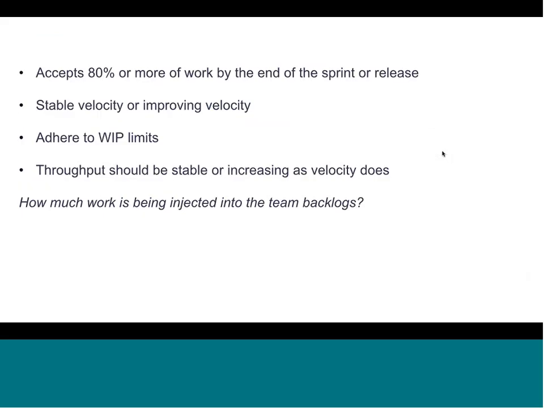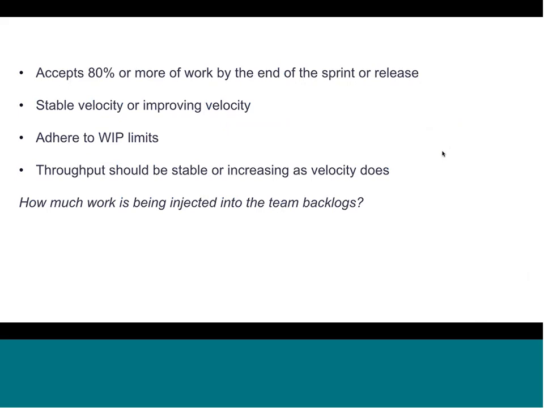So we talk about team health, and these are ideas that come out of actual customers, what they view as being healthy within their teams. They want to accept 80% or more of the work that they put in at the beginning of a sprint, or at least by the end of that release. Stable velocities, or even better, improving velocities over time. Making sure there's an adherence to WIP limits, so we're not violating WIP limits over any length of time. And what does the throughput look like? Is it stable or increasing like velocity, or are we decreasing? Is it erratic? What is going on there?